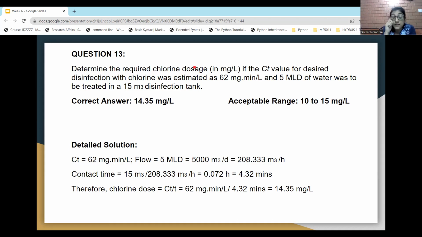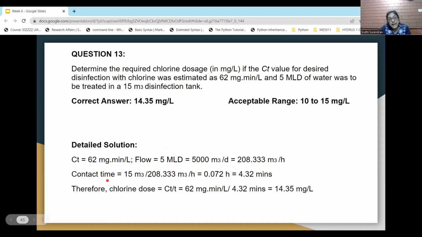So in here, they have given us the CT value. CT value is 62 milligram minutes per liter. They have given us the inflow rate and the volume of the tank. From the flow rate, when you convert it to meter cubes per day, you will get 205,000 meter cube per day. Again, when you convert it to meter cube per hour, you will get 208.33 meter cube per hour.